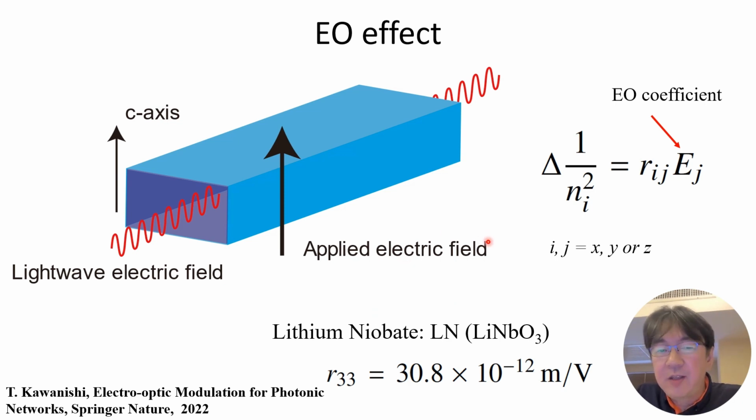There are various types of material which can offer large EO effect. For example, lithium tantalate or indium phosphide. But the lithium niobate is commonly used because of the well-matured, established fabrication process and the stability of the device and so on.